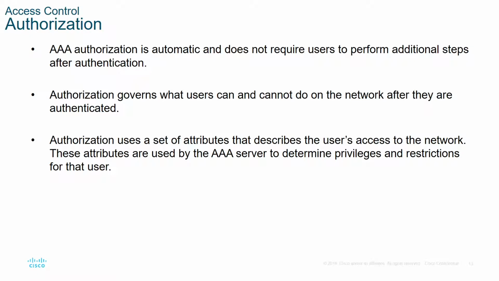Authorization. AAA authorization is automatic and does not require users to perform additional steps after authentication. Authorization governs what users can and cannot do on the network after they are authenticated. Authorization uses a set of attributes that describes the user's access to the network. These attributes are used by the AAA server to determine privileges and restrictions for that user.